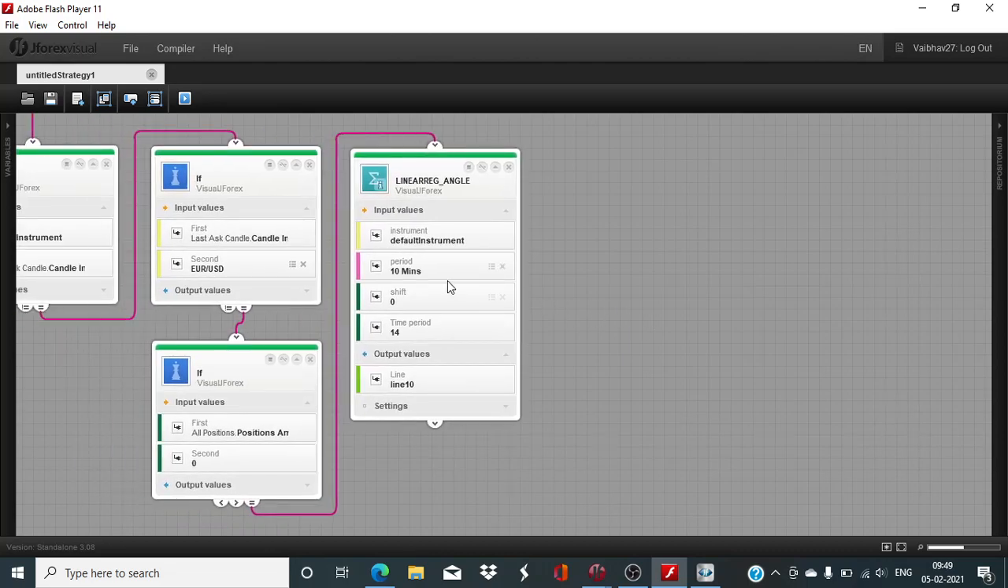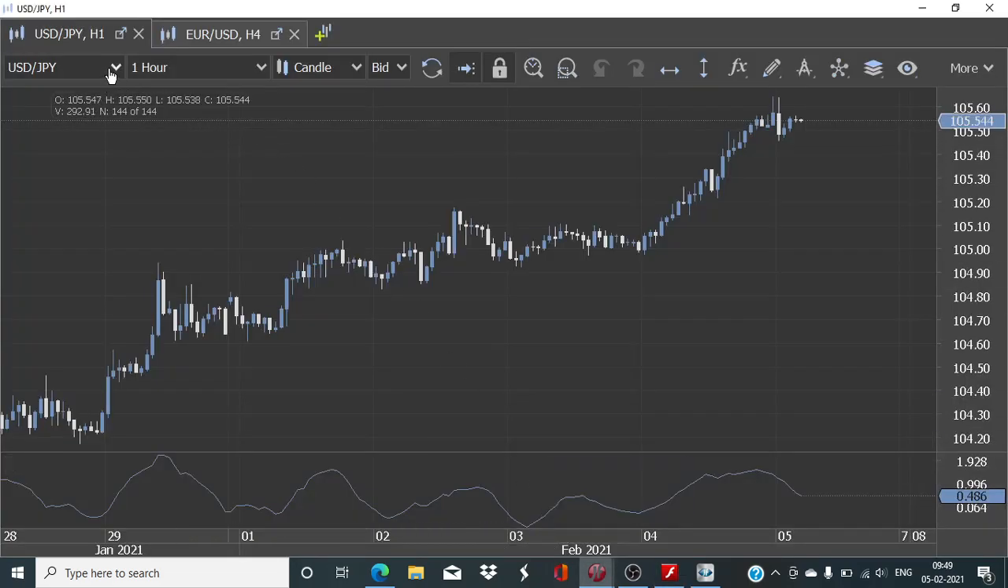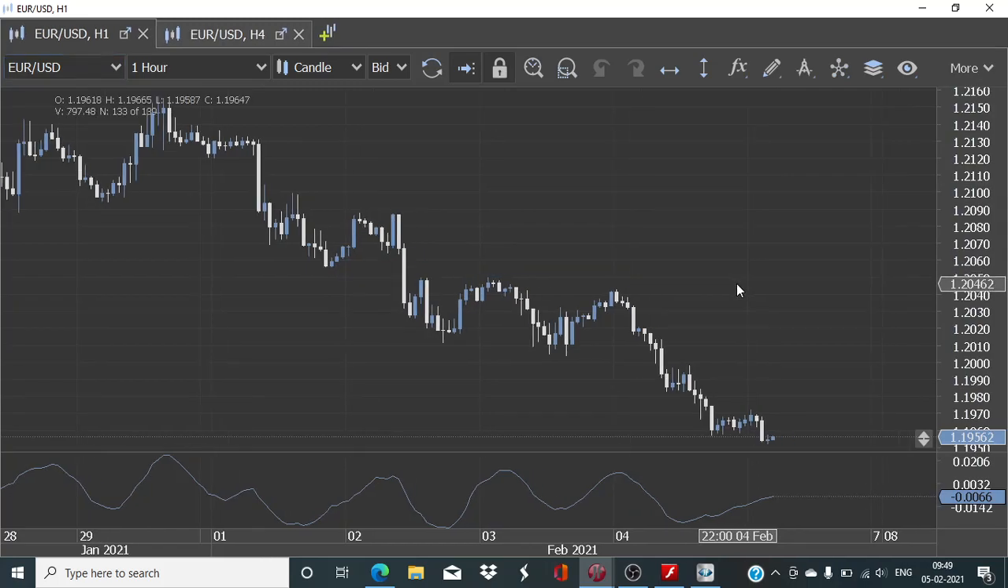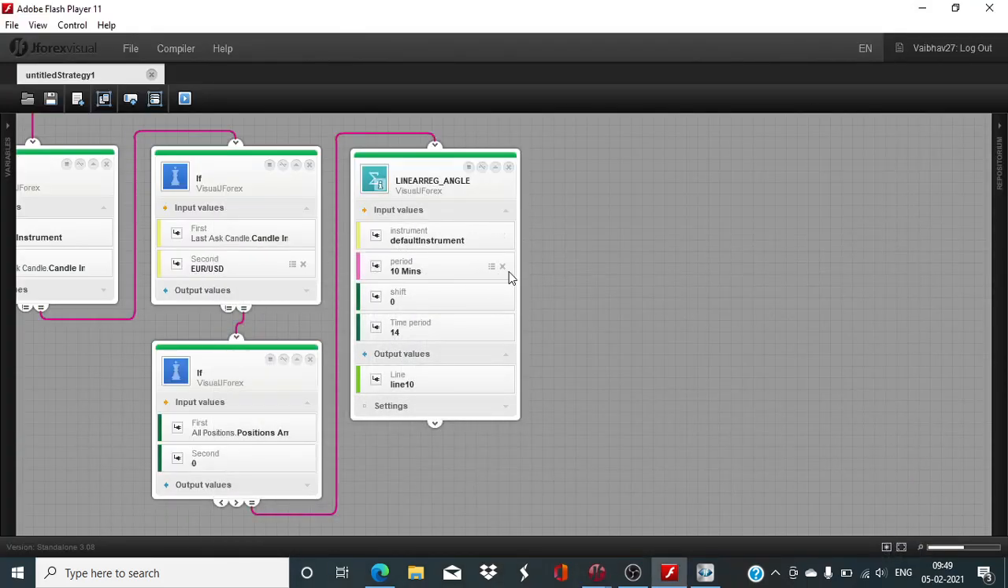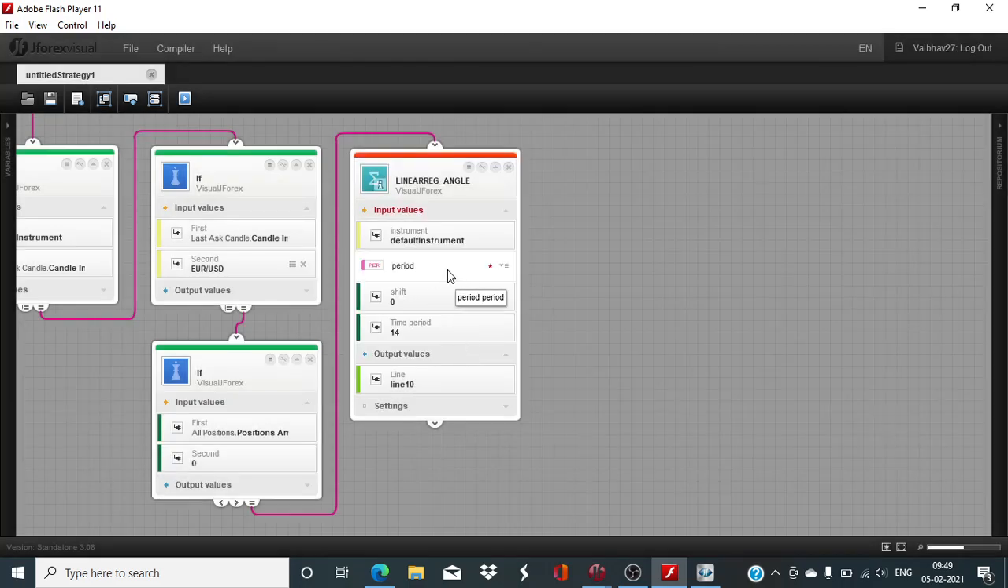Okay, this algorithm we will define on the hourly time frame. Here I will change the instrument. So this is the chart of Euro USD on the hourly time frame, and let me change this as well. Time period will be hourly and shift.